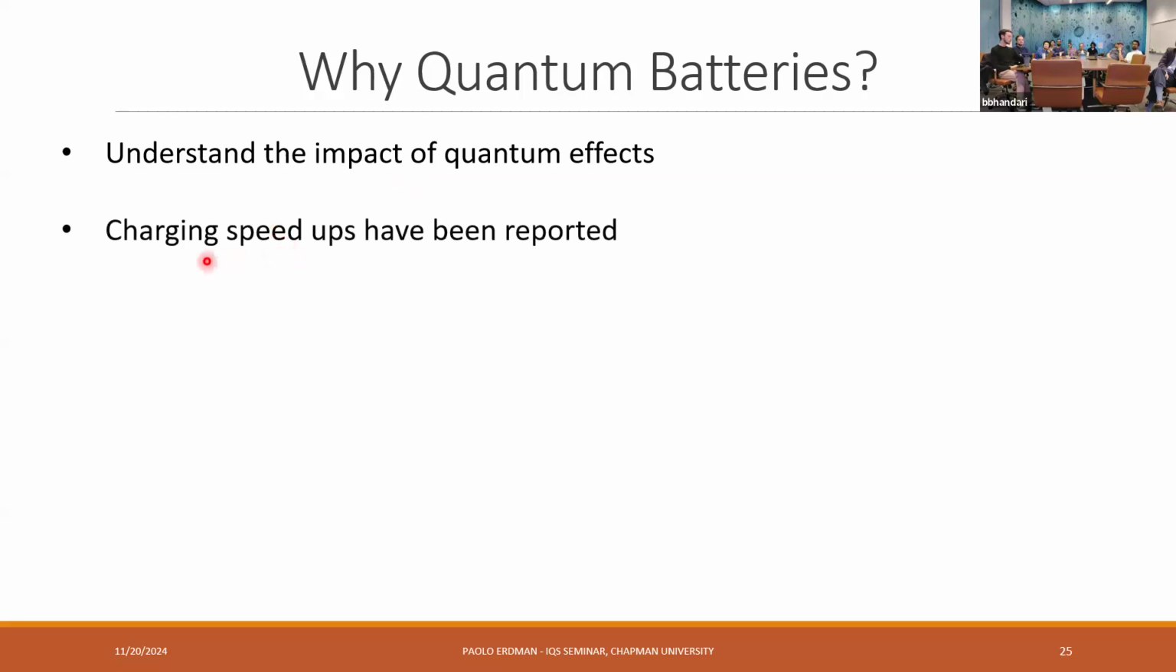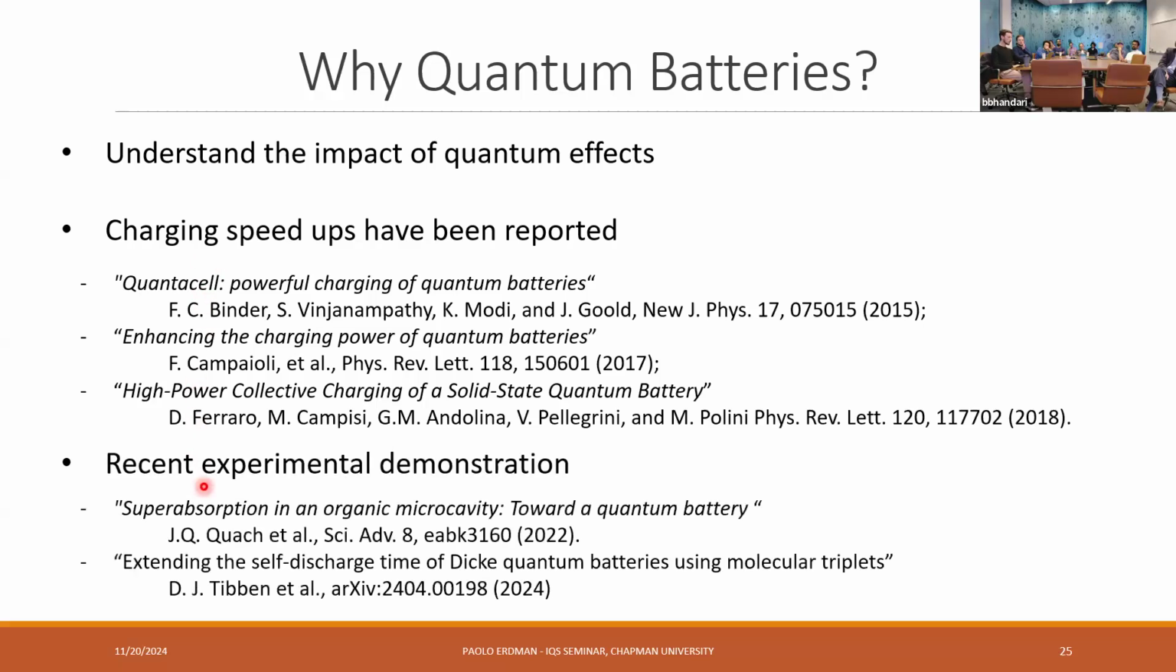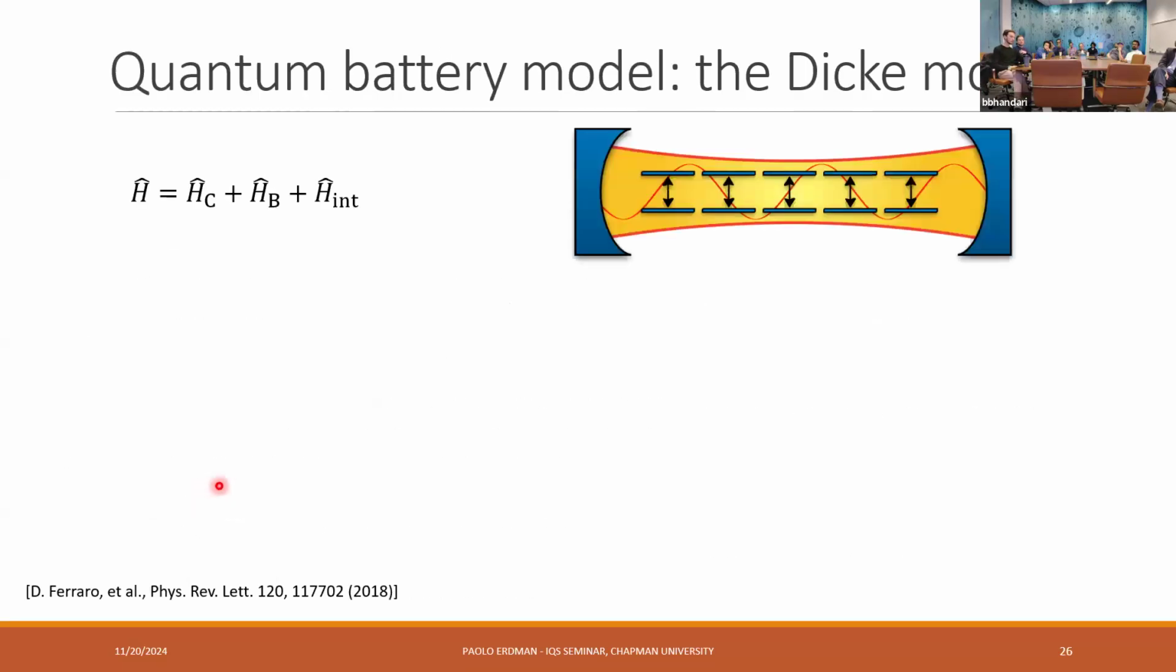And there have been some advantages in the charging speed reported in the literature. So in these papers, they show, I'll talk about this better in the next slide, that there is some kind of collective advantage in the charging of these systems, which is not necessarily quantum, but it's still a many-body or a collective advantage. And there have also been a few recent experiments where they test this idea, and I'll show this in more detail in the next slide.